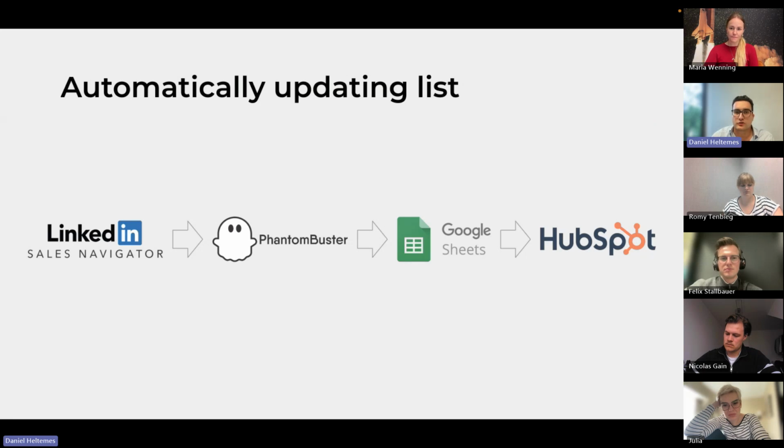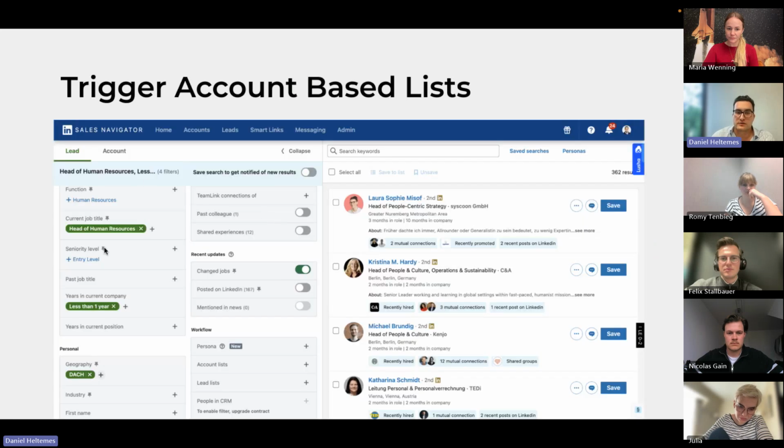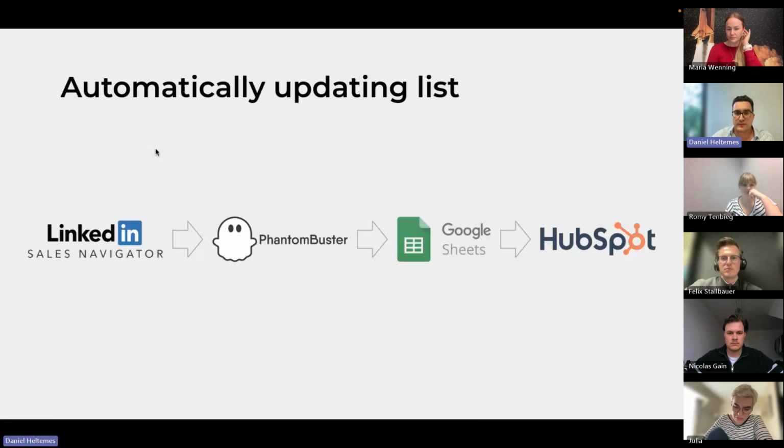Or I will show it to you now. So basically, you will use Phantom Buster for that. Phantom Buster allows you to scrape all the information that is shown here in Sales Navigator. You just need to copy the URL. I will show you later in detail how it works.